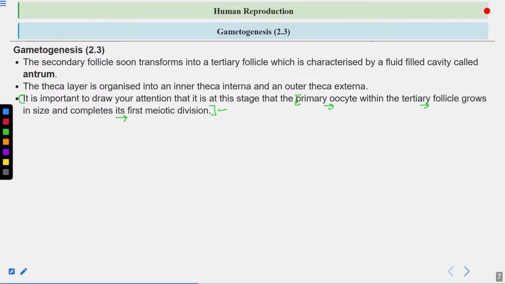Okay. So again, a question can come from here. When does the primary oocyte complete its first meiotic division? They are talking about meiosis 1. So primary oocyte, when it is present within the tertiary follicle, completes its first meiotic division, meaning meiosis 1. Okay. So primary oocytes are diploid. They have 2n number of chromosomes. They have 46 chromosomes in case of humans. Meiosis occurs in the diploid cells only. Okay. After meiosis, what happens? The chromosome number is reduced to half. So meiosis is known as the reductional division.